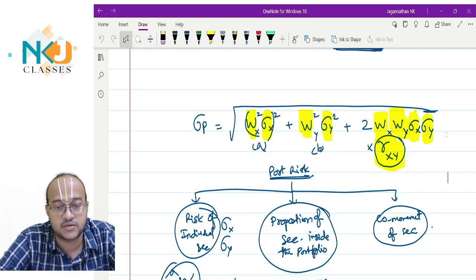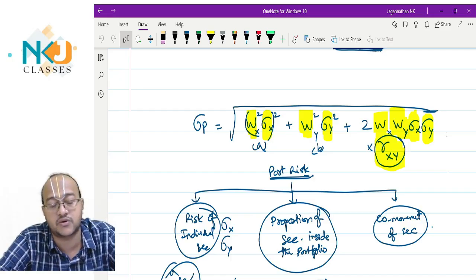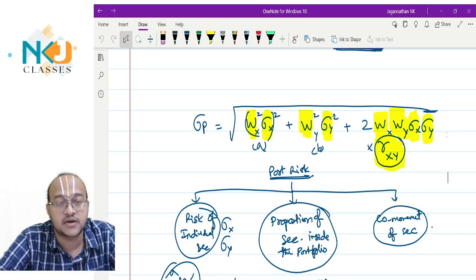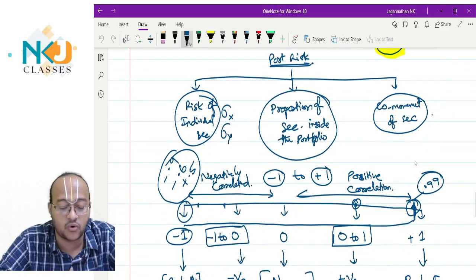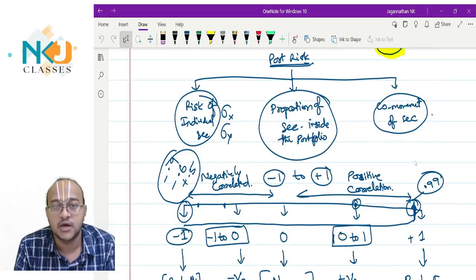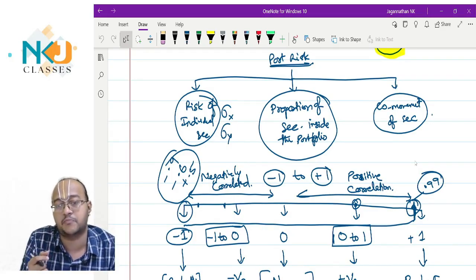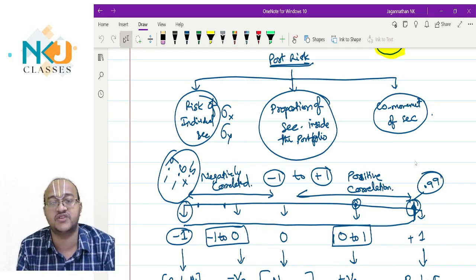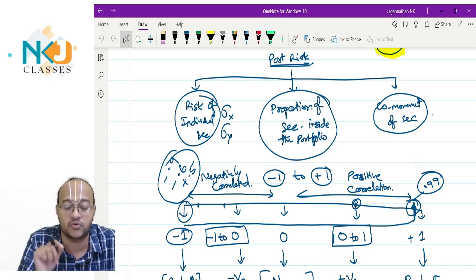Why? Because portfolio risk is affected by 3 factors. Return of the portfolio was affected by 2 factors only, but risk of the portfolio is affected by 3 factors. Namely, what are the 3 factors? Risk of the individual security, proportion of the securities inside the portfolio, and co-movement of the securities. Risk of the individual security will also affect the portfolio risk. I am not denying that, but not only that, the proportion, in what proportion you are investing in these securities, will also have some impact on the risk of the portfolio.